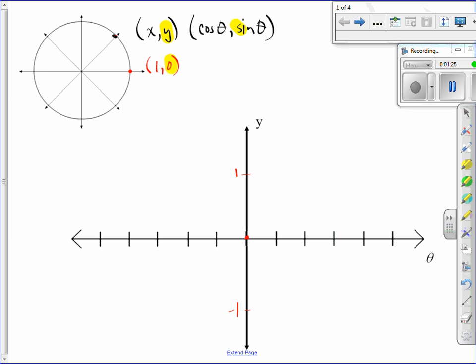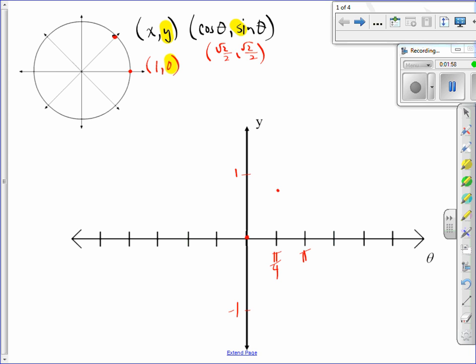At 45 degrees, our coordinates are x, y, cosine and sine, and if we remember right, that is root 2 over 2 and root 2 over 2. Now that's a difficult number for us to put on the number line, but that occurs at pi over 4, so I'm going to put pi over 4 here. And if we take that square root, it's something above a half, but not too much above a half. So I'm just going to estimate it to be approximately there.